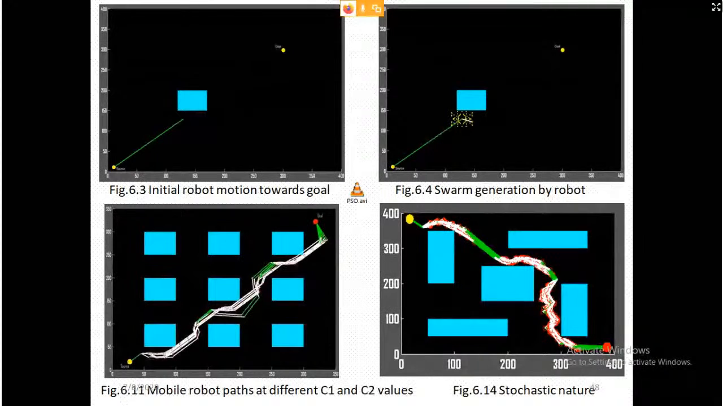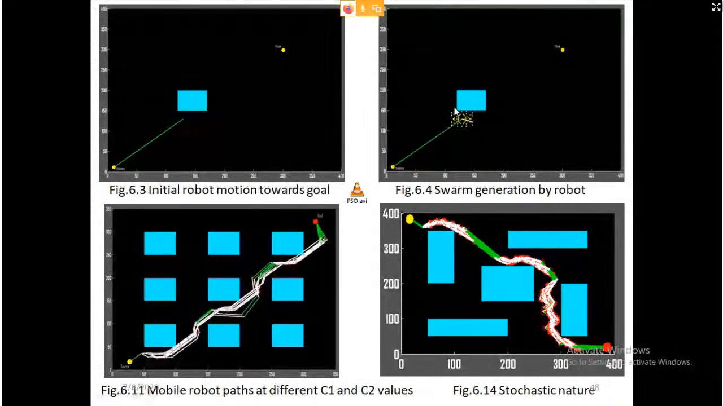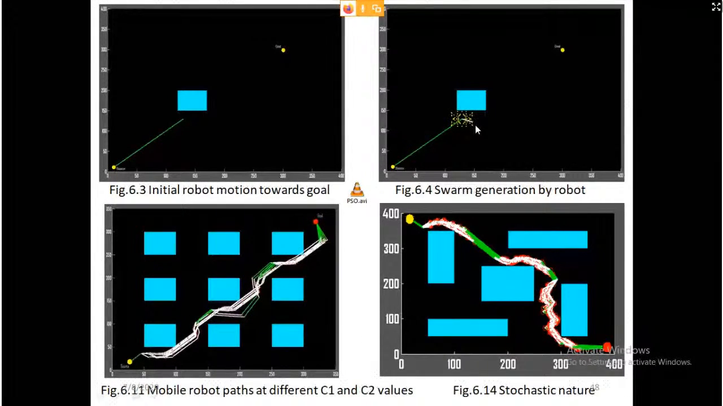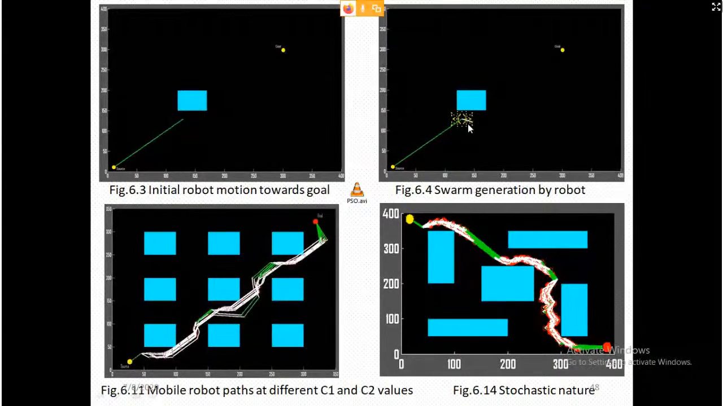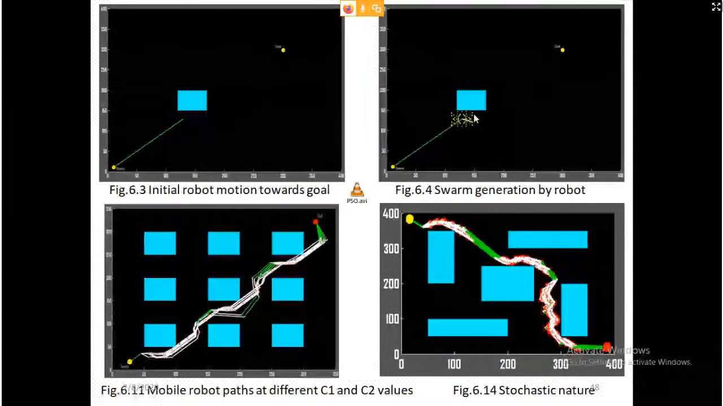Why has it happened? See, if you look at the second figure, here the random population generated is in this way for the first time. If I run this algorithm for the second time, this may vary. The random generation may vary, thereby there will be a change in its population, which is different.